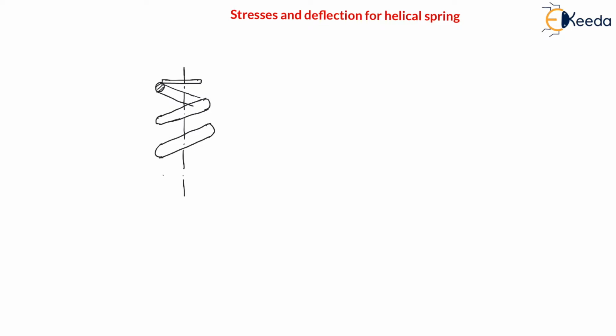And here my assumption is that the diameter of this wire is small d and the mean coil diameter is capital D. Mean coil diameter will be capital D, right? Let us say here the spring is shown like this. Now for this helical spring, let us say this is the spring. Let us draw with me. Now here this is the axis, right? This is our helical spring.